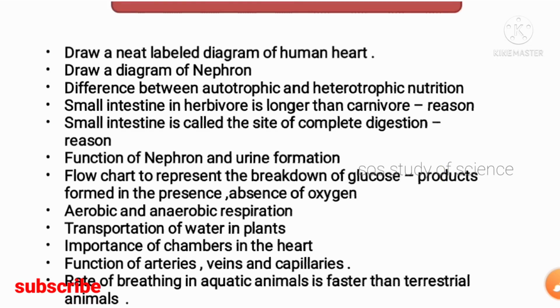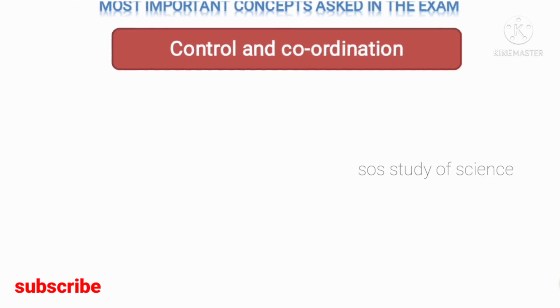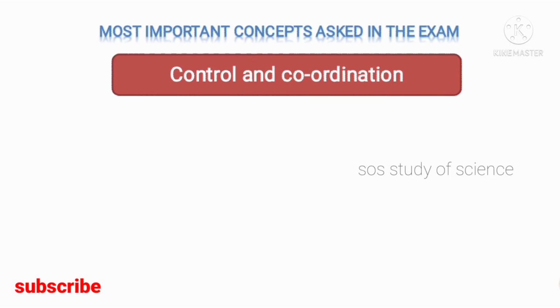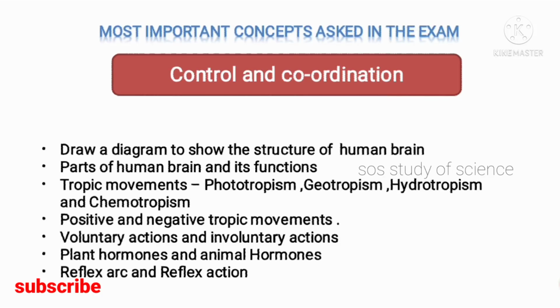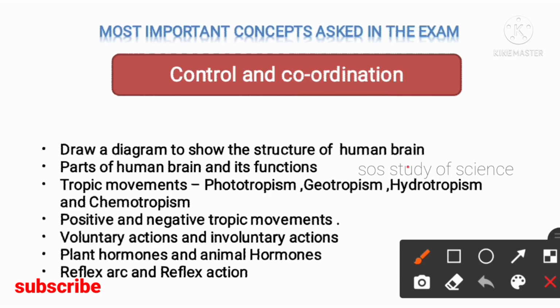If I look at the next lesson, it is Control and Coordination. From Control and Coordination, these are the frequently asked concepts. First and foremost, you have to learn the human brain diagram, because you can easily score 4 marks. And next you have to know the parts of the human brain and the functions of the parts of the human brain. This much you definitely have to understand and learn.